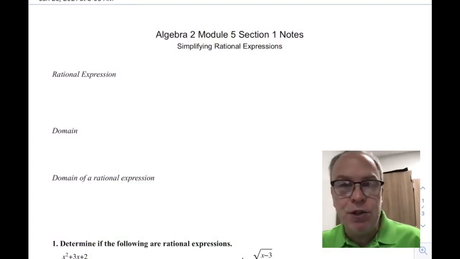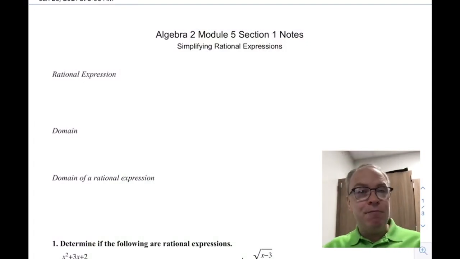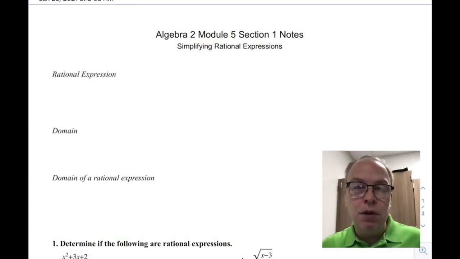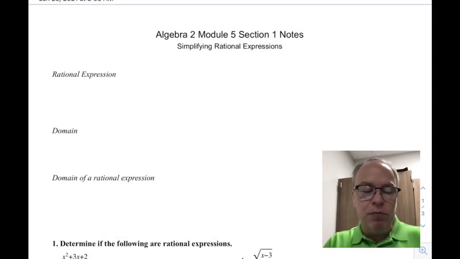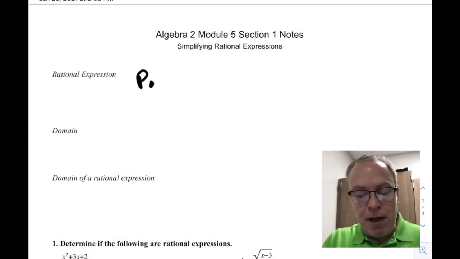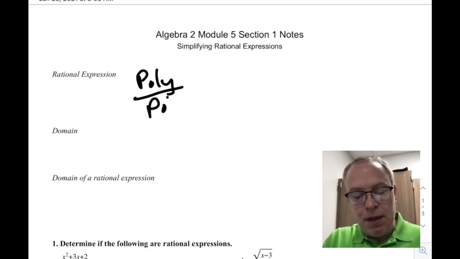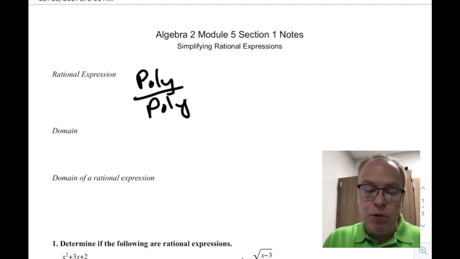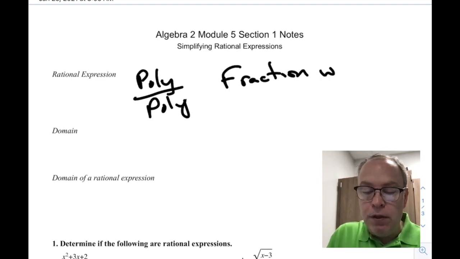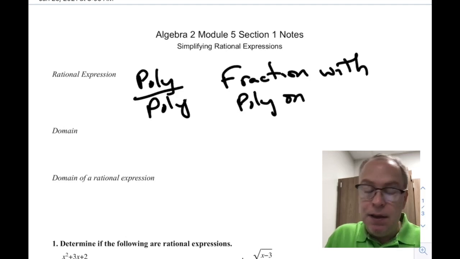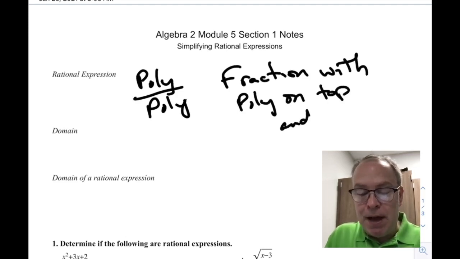A rational expression, you ready? Is a fraction, a ratio, where you have a polynomial on the top and a polynomial on the bottom. So it's a fraction with a polynomial on the top, the numerator, and the bottom.